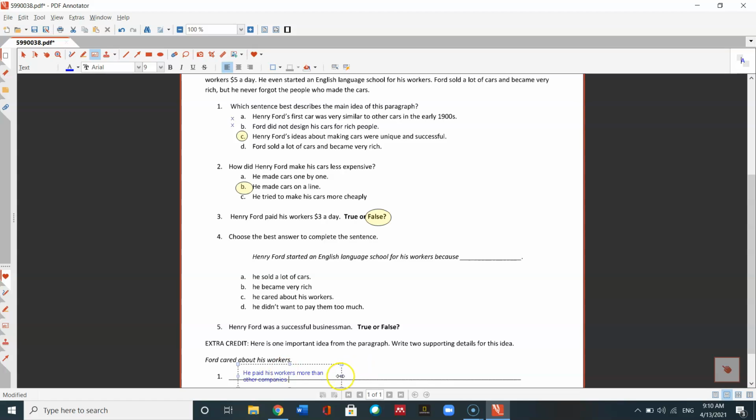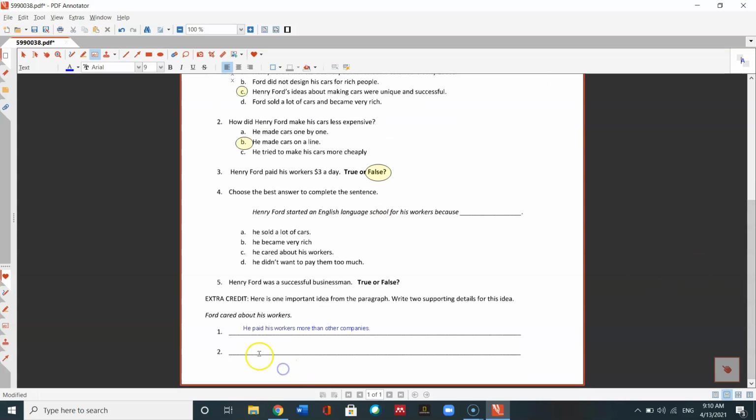Okay? And the second supporting idea that shows how he cared about his workers is he started an English language school for them. Okay, so this idea, he started an English language school, supports the main idea he cared about his workers. He cared about his workers. He did these 2 things. So why did he start the school? This is like the opposite, because he cared about his workers.